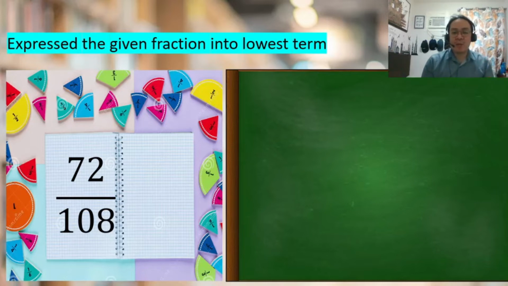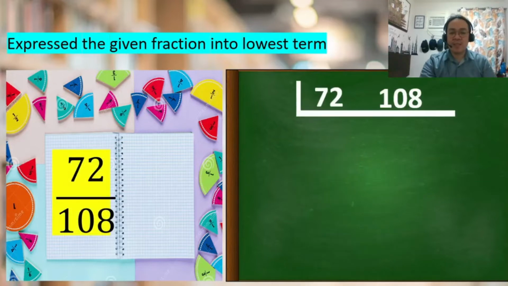Kasi working backwards ang division. Let's say, for example, 3 times 9 is 27. 27 divided by 9 is 3. So, dito, pwede tayong gumamit ng isang pamamaraan para makuha natin ang GCF. And this is what we call inverted division.